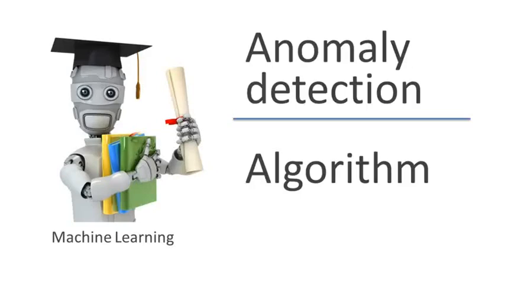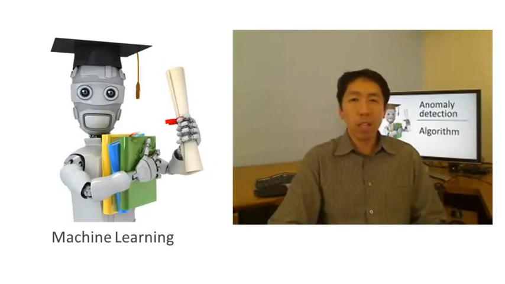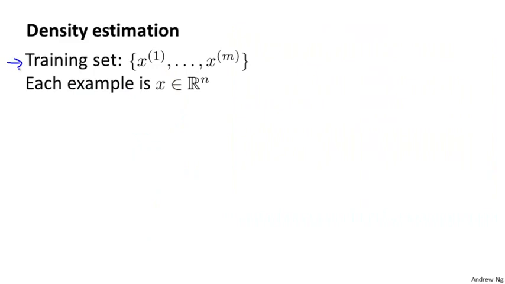In the last video, we talked about the Gaussian distribution. In this video, let's apply that to develop an anomaly detection algorithm. Let's say that we have an unlabeled training set of m examples, and each of these examples is going to be a feature in Rn. So your training set could be m feature vectors from the last m aircraft engines that you manufactured, or it could be features from m users or something else.